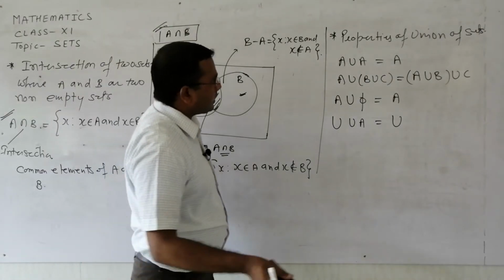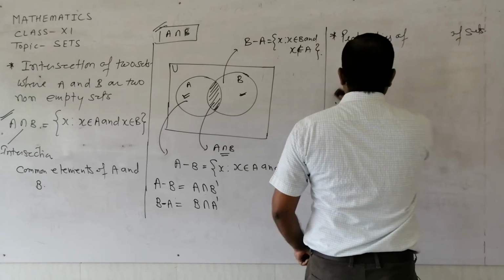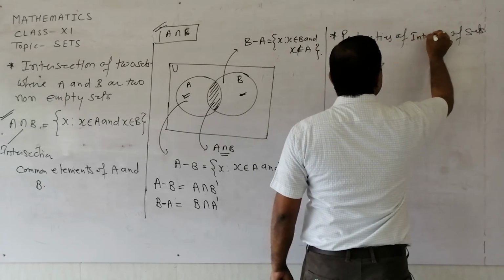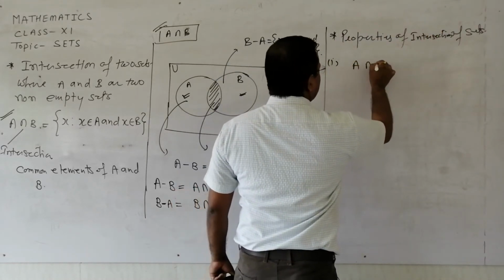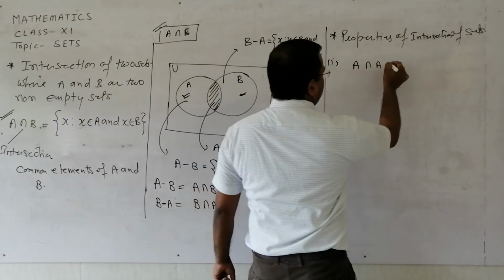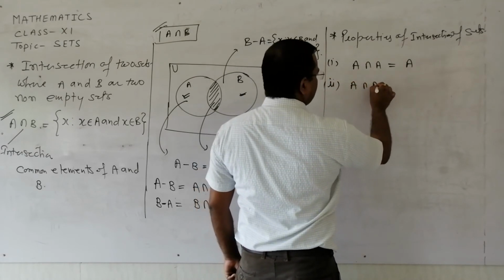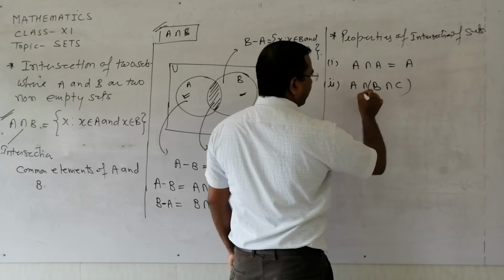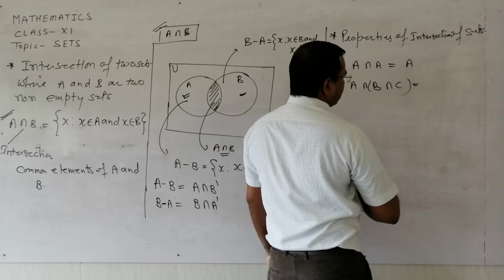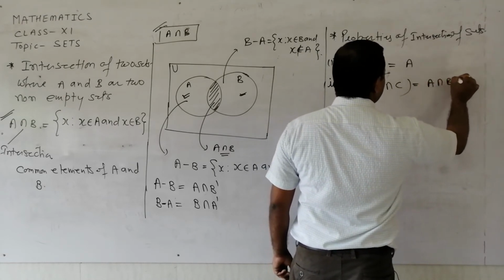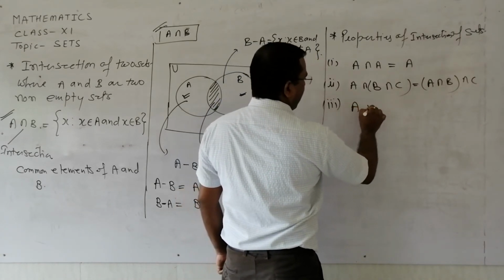So there are certain properties we have for the intersection also. Like if you see, A intersection A intersection A is A only, definitely. Then what is A intersection B intersection C? If you apply the commutative property here, then you can write this as A intersection B intersection C. Then similarly we can write A intersection phi.